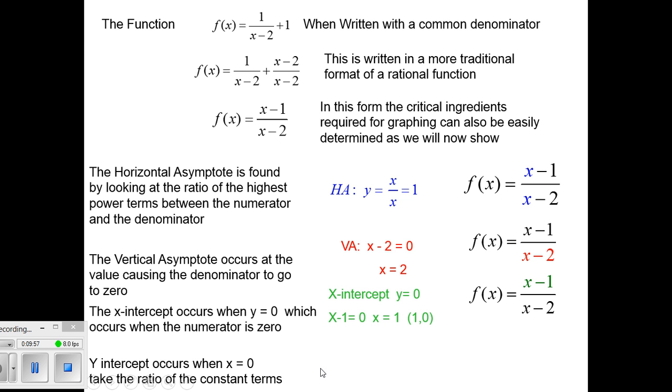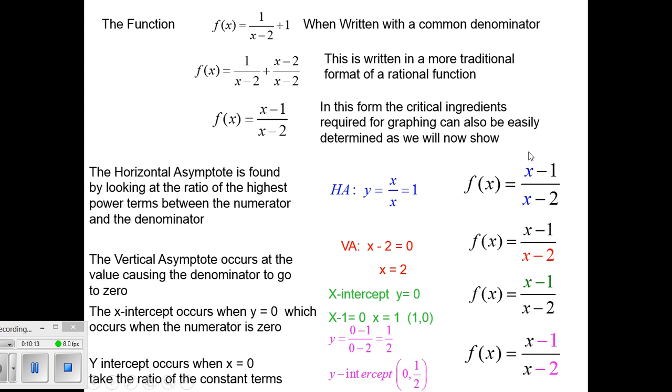My y-intercept is when x equals 0. So when x equals 0, it's easy to see that I'm just going to have -1 over -2, which is going to be my y-intercept of 1/2. So there you have it.